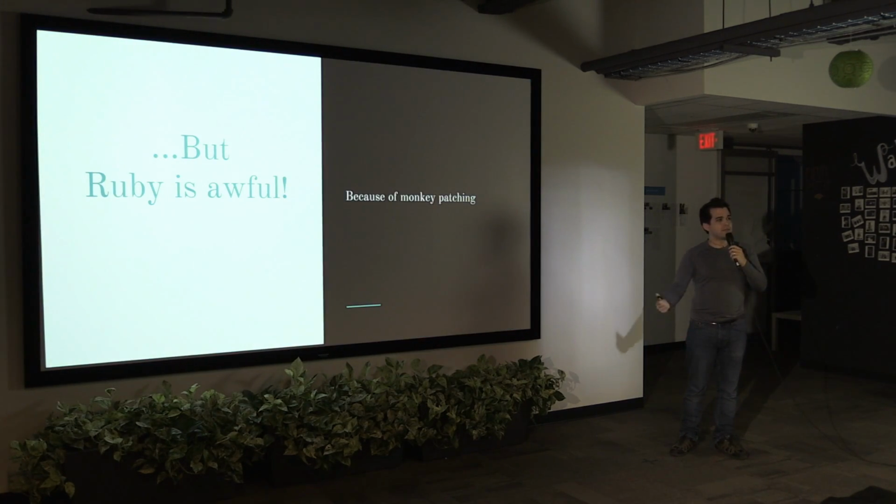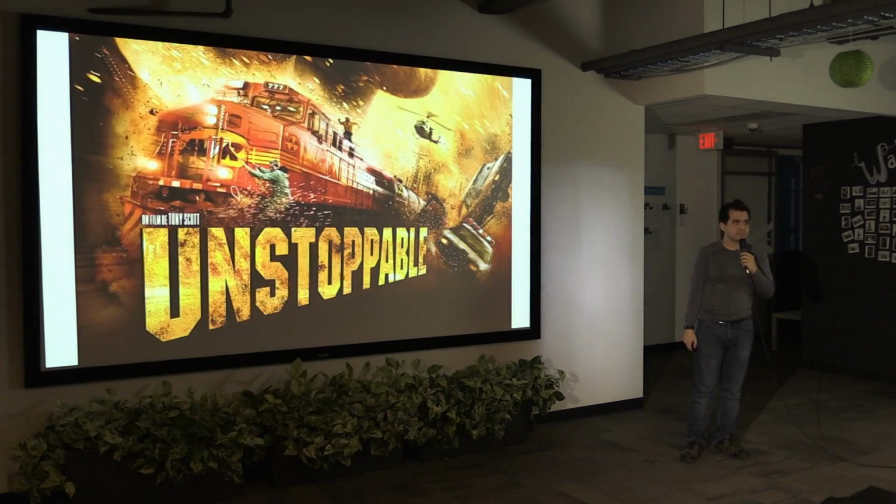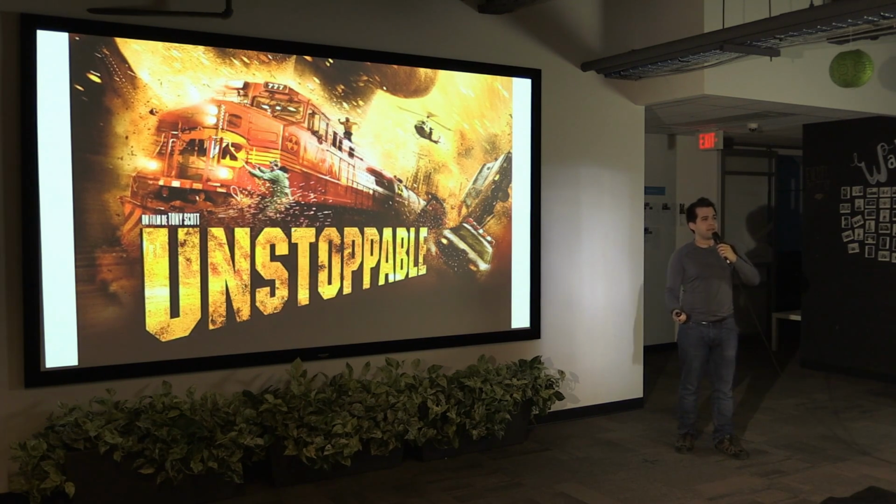But the downside is Ruby is awful because of monkey patching. It is a super powerful tool that lets you do whatever you want, but it's a super powerful tool that will let you do whatever you want. And you can really cause havoc if you're not careful with it. One of the big things here is that it's pretty much unstoppable. There's nothing that can really stop you from monkey patching someone else's code.